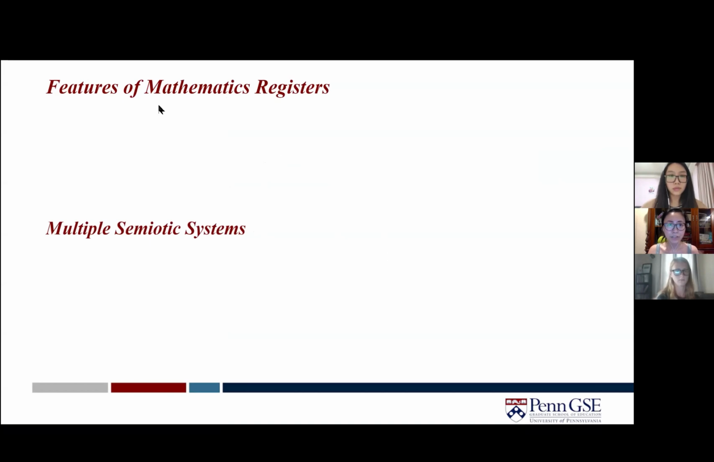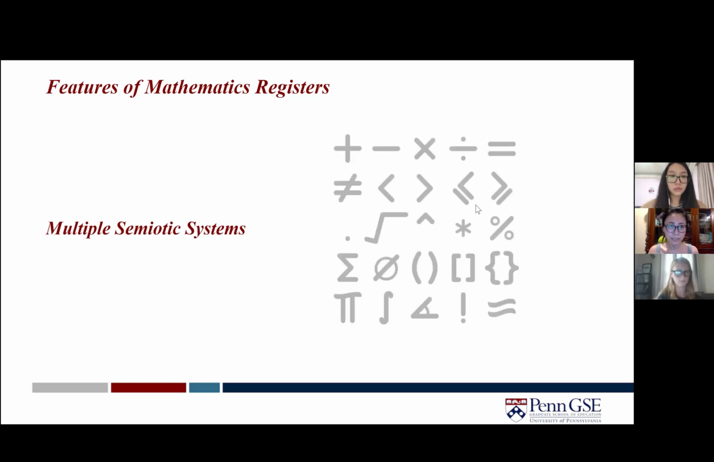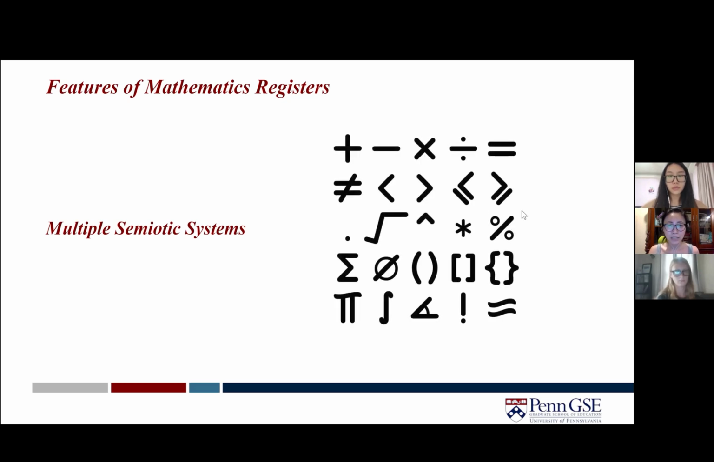Here are the features of mathematics registers. Multiple semiotic systems: in doing mathematics, it is not enough to be able to work with the language alone. Mathematics draws on multiple semiotic systems to construct knowledge, for example symbols, oral language, written language, and visual representations such as graphs and diagrams.